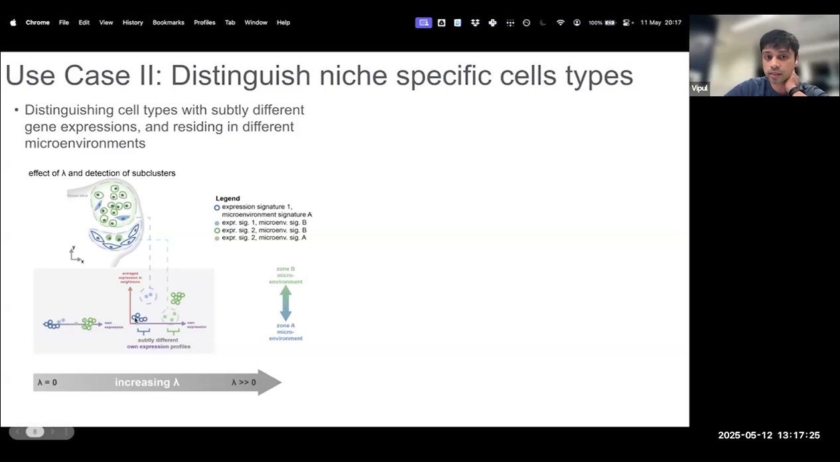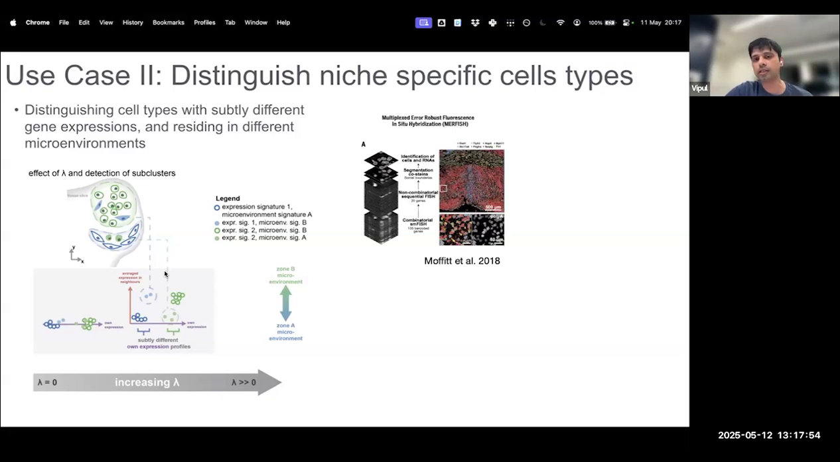You can have a single cell type residing in two different niches, two different microenvironments, and its gene expression signature might be subtly different between these two microenvironments. Not so different that non-spatial clustering will be able to cluster it as two different clusters, but subtle enough that it's biologically interesting, right? So conceptually, you can see here, maybe the blue cell type is in two different neighborhoods, and its expression signature is slightly different. And so here we wanted to test this out, and we tried the MERFISH mouse hypothalamus data set.